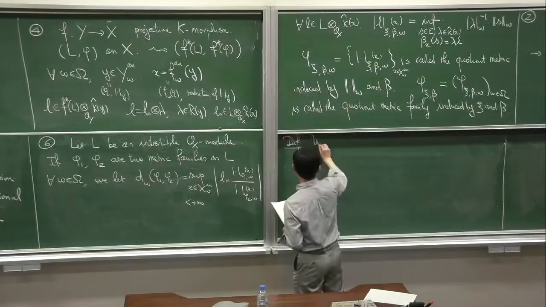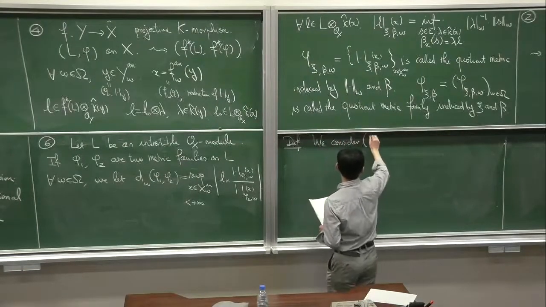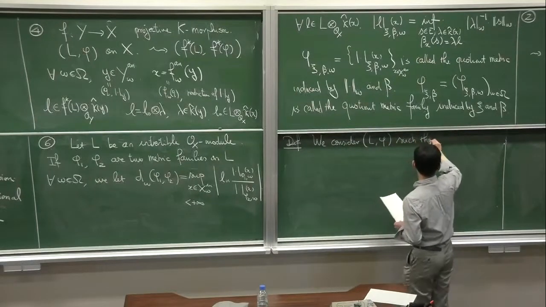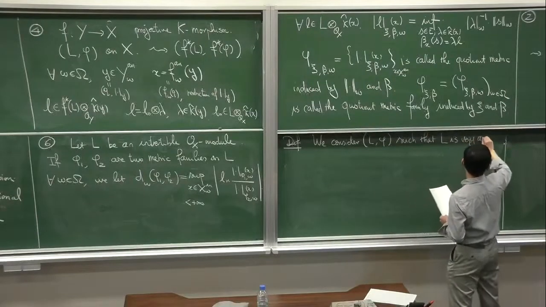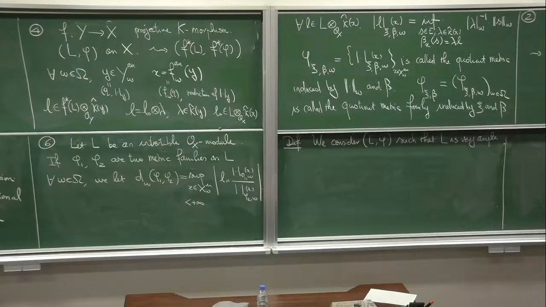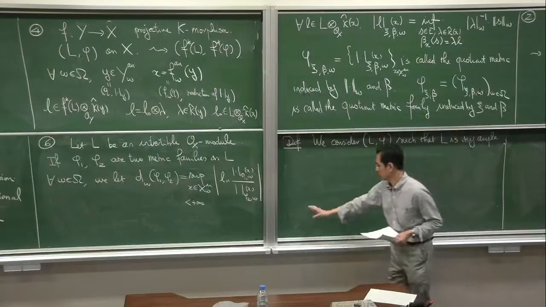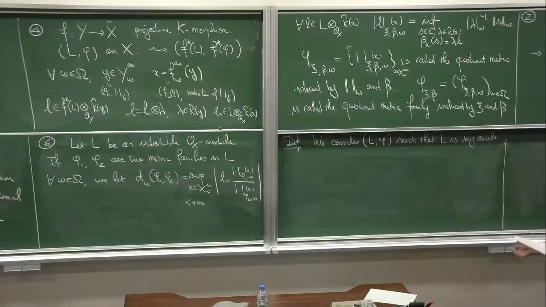So we consider a pair L and phi such that L is very ample. So in this case, you can realize L as some quotient. So I just erase it. So you can realize L just as a quotient of some vector space over K.